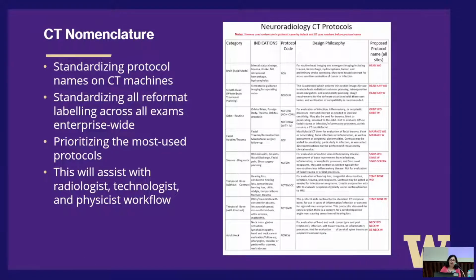Because this will reduce the number of variations for this protocol name in DoseWatch, because that's a real pain for the physicists. So this is our work in progress right now, but it shows you all the names we came up with based on the indication. And we are now working on this project again with the help of our technologists who are very open to working with us in doing this.